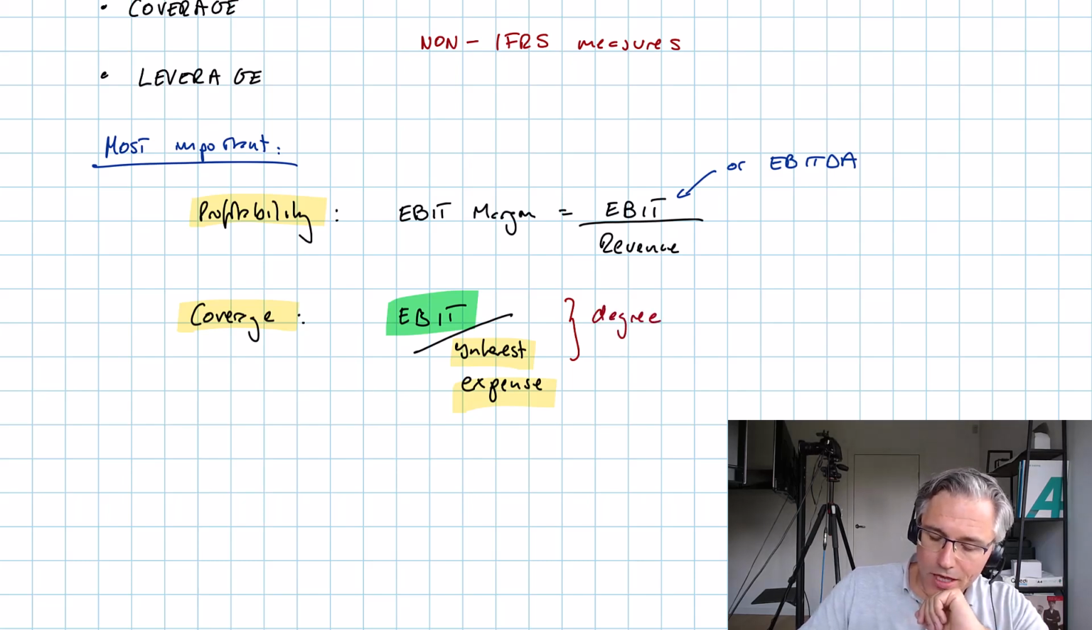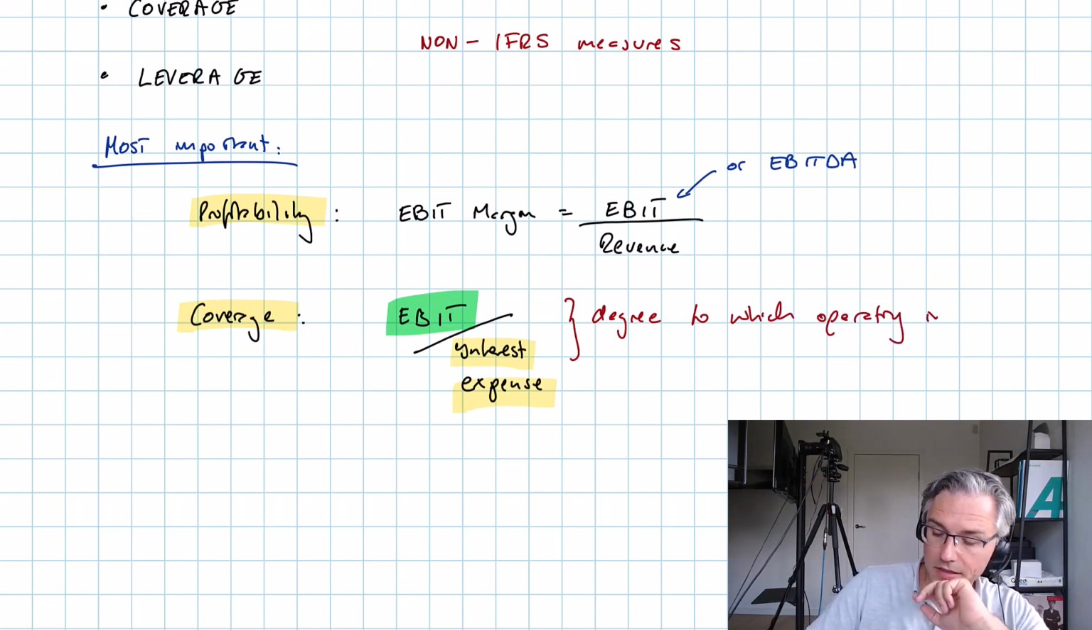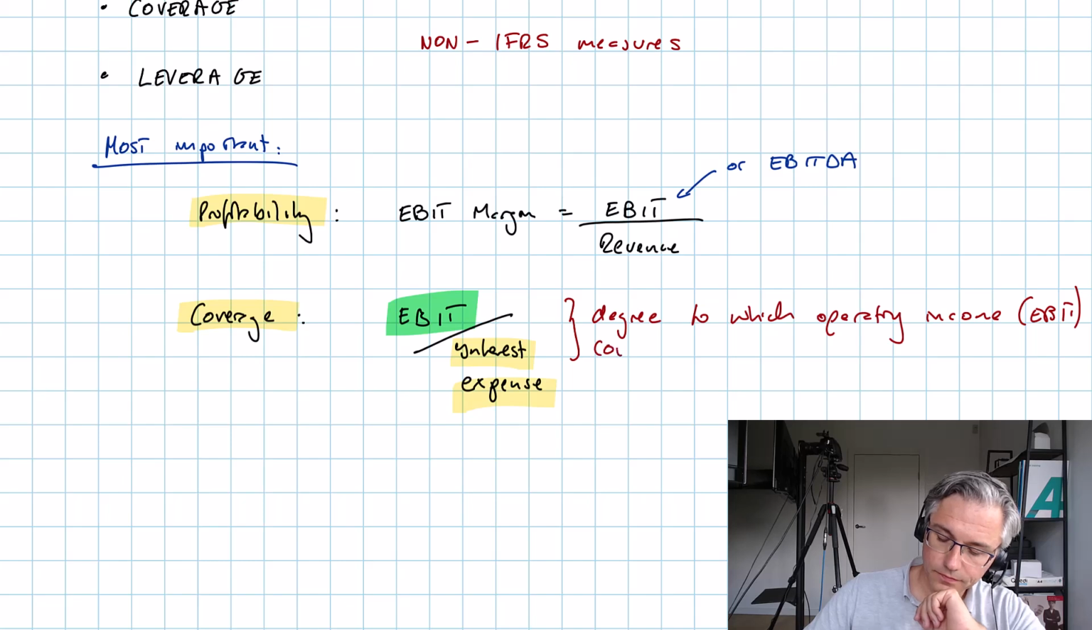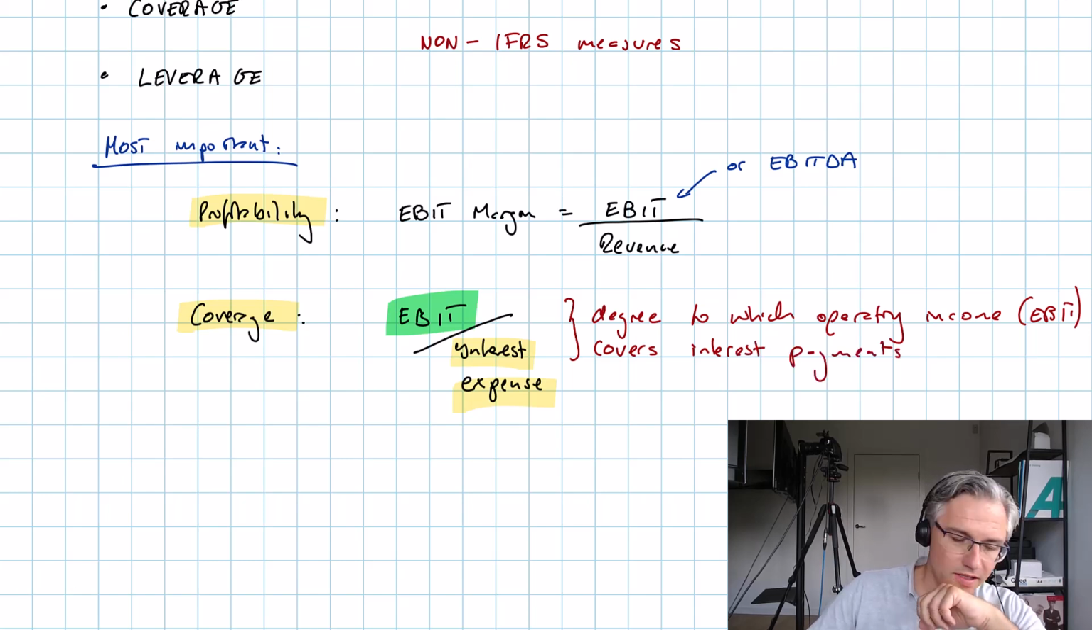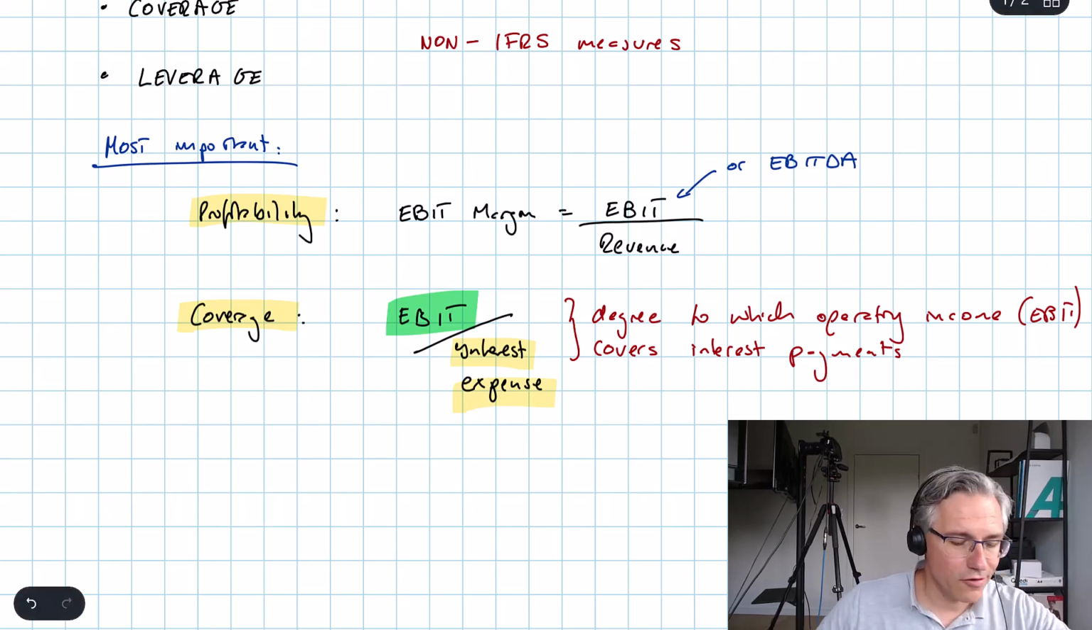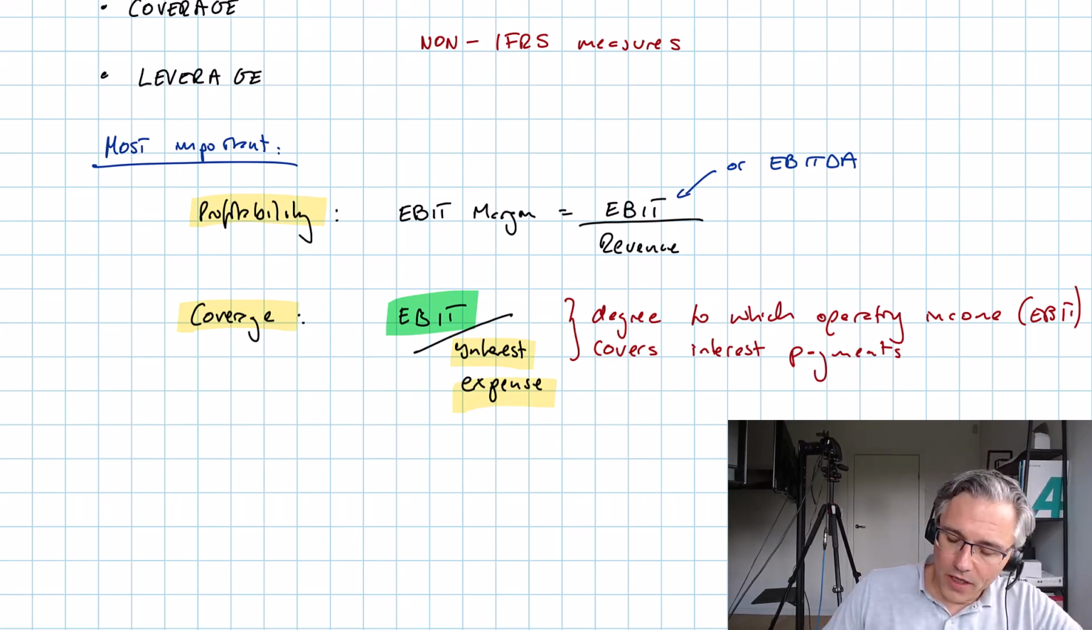The ratio measures the degree to which operating income, that's EBIT, literally covers our interest payments or interest expenses. Payments are not always equal to expenses, but that's another thing, the accruals concept in financial reporting. Right, a couple of notes.